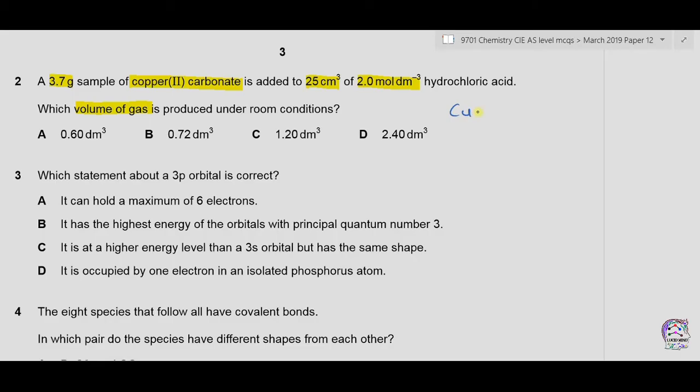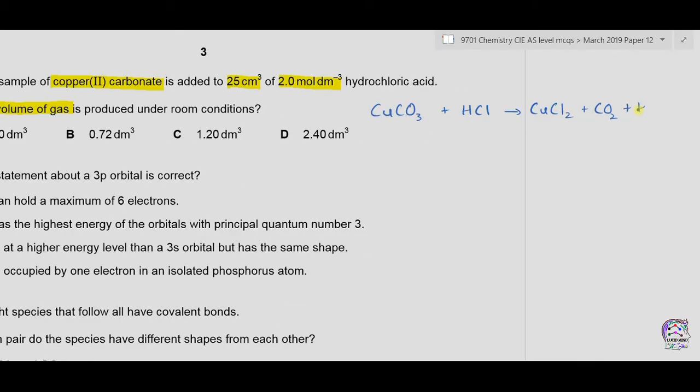We have CuCO3. It reacts with hydrochloric acid to form salt, carbon dioxide and water. Now we can balance this chemical equation. There is one copper atom on the reactant side, one on the product side, so it is balanced. There are 2 chlorine atoms on the product side, one on the reactant side, so we can write 2 with HCl. The number of carbons is also balanced.